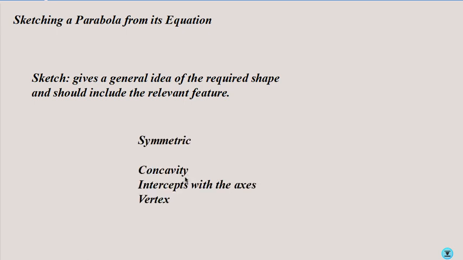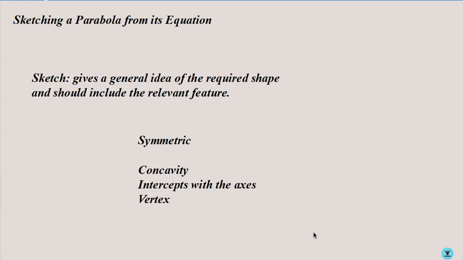We have seen that a parabola is symmetric, so that should show in your sketch. Concavity should be apparent, whether the parabola is concave up or down. The intercepts with the axes should be clear. And the vertex, at least the axis of symmetry on which the vertex lies. And if you have the ability to work out the coordinates of the vertex, that will also be a good idea.